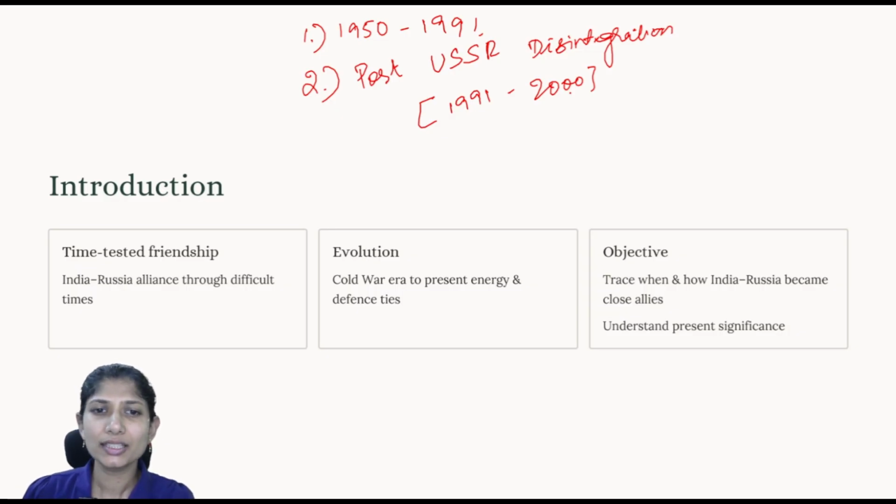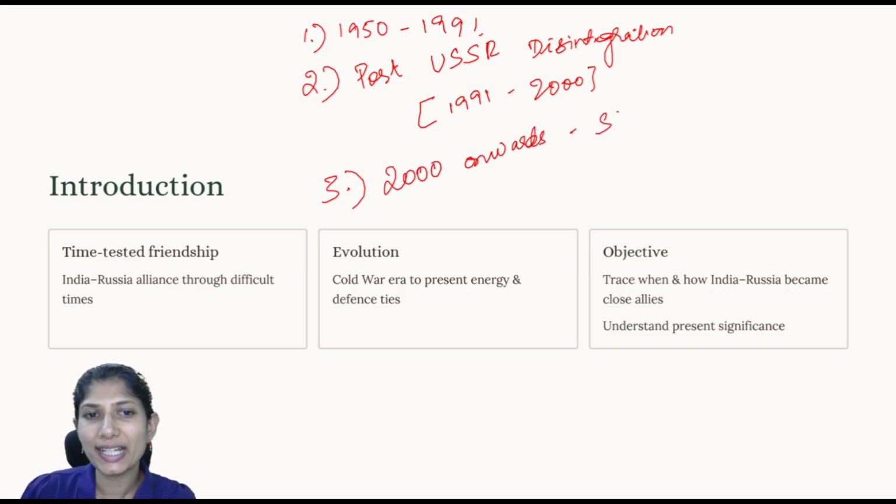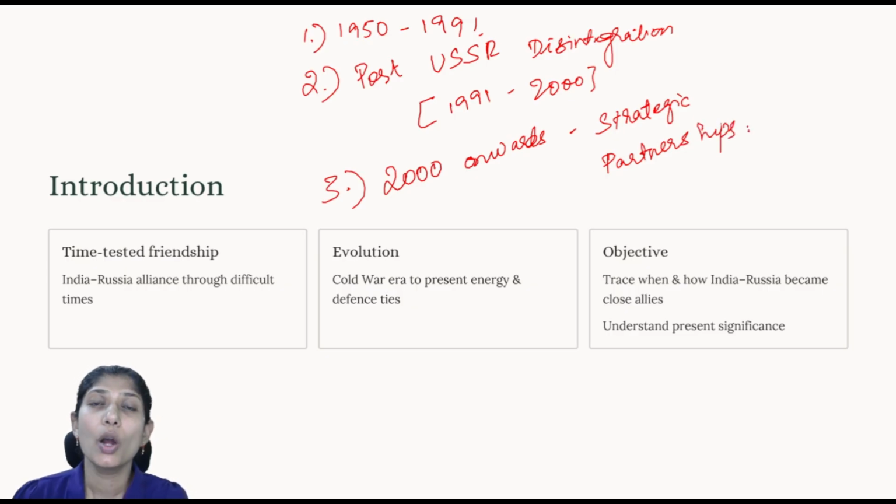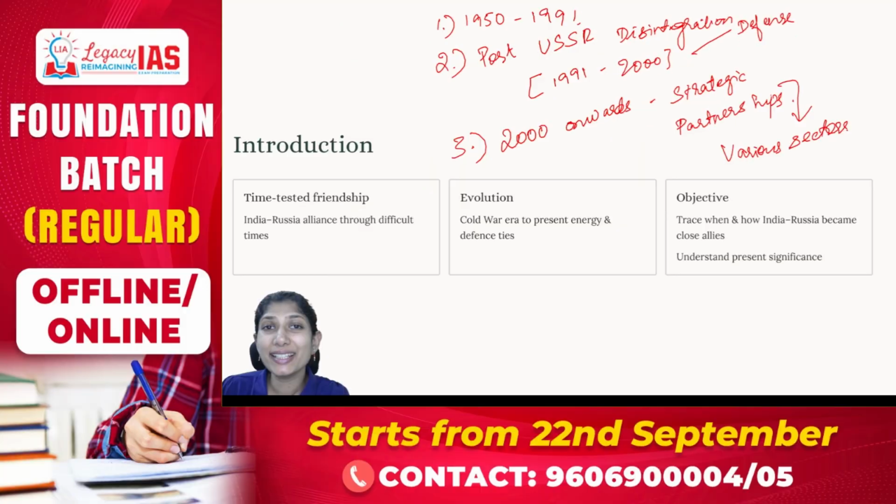Then finally, the third phase, 2000 onwards, we will call strategic partnership. We call it that because in the year 2000 we signed the strategic partnership declaration. This was very important for us because it brought in cooperation across various sectors. Up until then, it was largely defense, so the sectoral approach started.